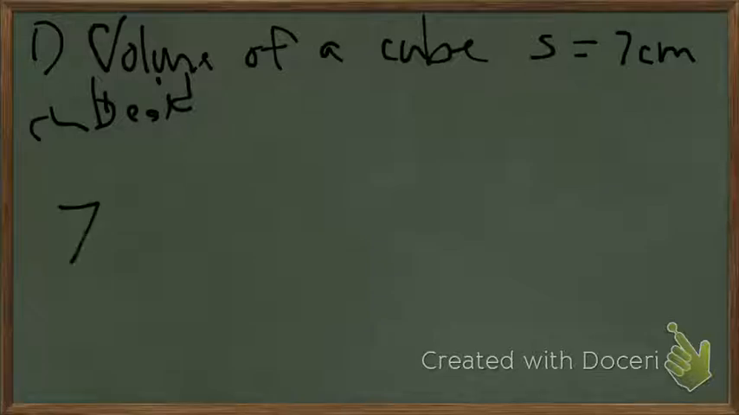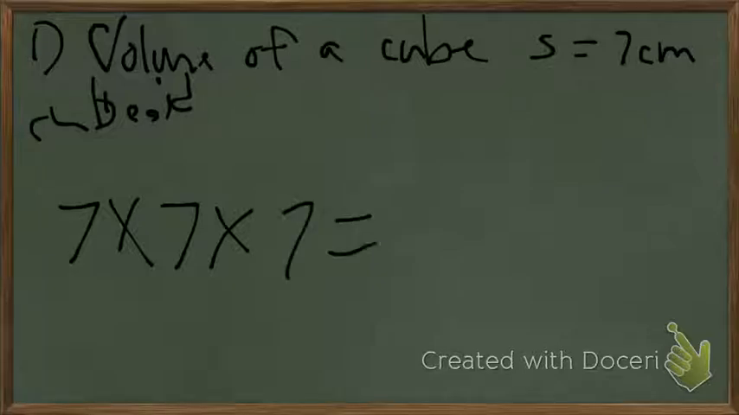So it's 7. Other student, you want to chime in? Times what? 7. Multiplied by. Multiply. Thank you. Times what? 7. Equals what? 343.